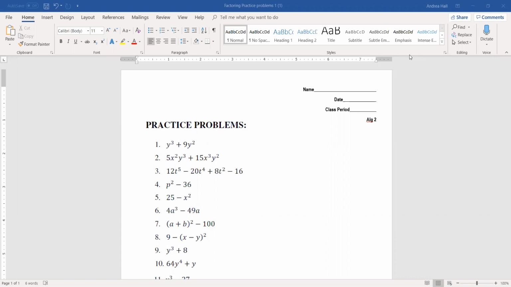So good morning, everyone. You will see that you have a factoring worksheet. It looks like this. This is what you guys are completing today. So I wanted to take a moment to look at each one of these problems and give you some tools, some tips on doing them.